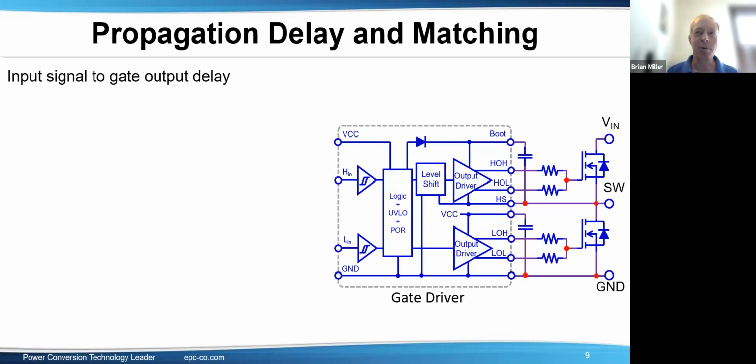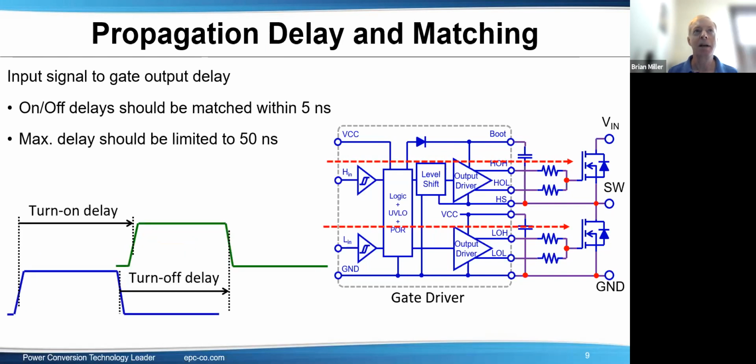Okay, the topic is propagation delay and matching. So the input signals here, the high input, low input, this is measuring from the inputs here to the outputs, being the drivers right here. See a little graphic of the signals going through. The on-off delay should be matched within 5 nanoseconds. Maximum delay should be limited to 50 nanoseconds.